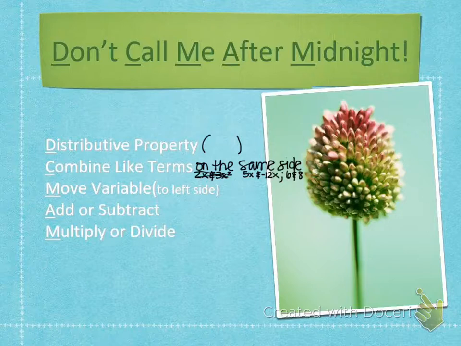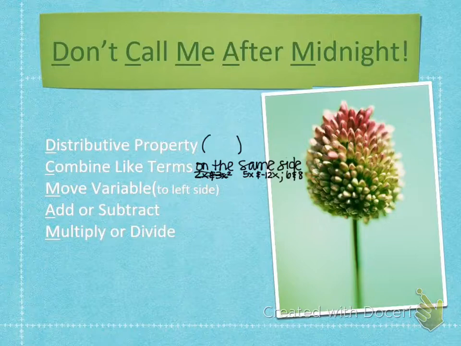Now, step number 3, we are not going to use today, but it's part of the sentence, so we're going to go over it, okay? The M stands for move the variable. Now, this happens when the same variable is on both sides of the equation. We've got to move one of them.